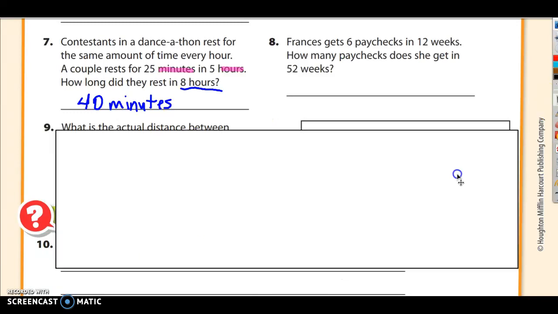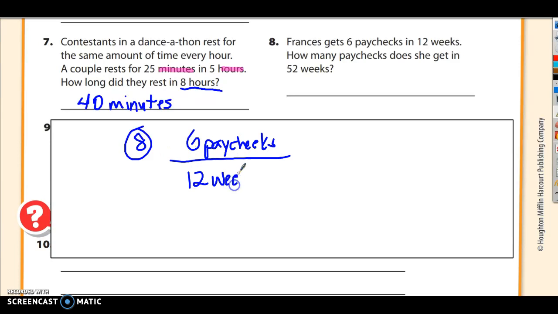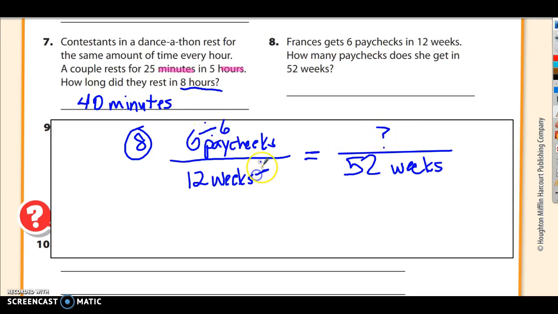We're on number 8. Number 8 reads, Francis gets 6 paychecks in 12 weeks. How many paychecks does she get in 52 weeks? Do the same thing as I just did below. I'm going to simplify and work down, and then I'm going to work over to get to 52 weeks. I'm going to simplify by 6. 6 and 12 share a factor of 6.